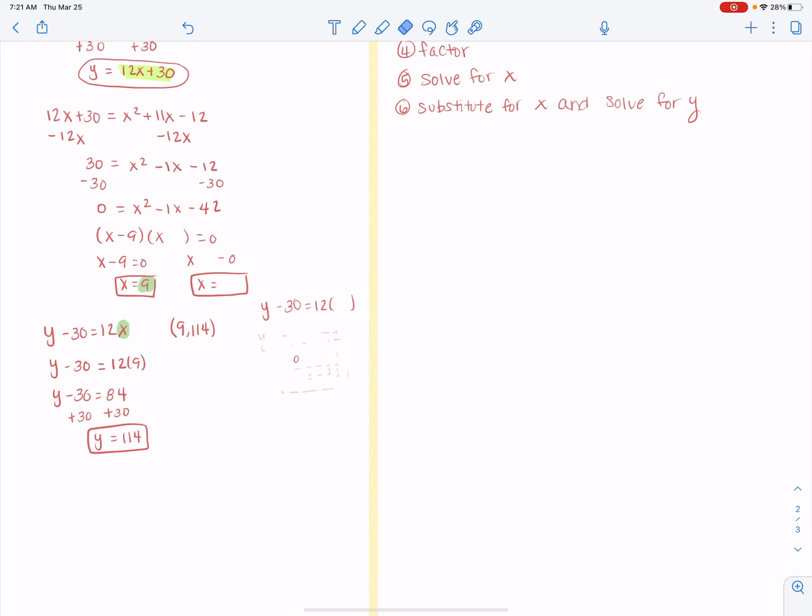So 9 times... No, it's not 9 either. Okay, my bad. Two numbers that multiply to 42 and add to negative 1, it's not 9 at all. I don't know what I was doing. It is 7 and 6. So it should be x minus 7, x plus 6. So sorry.